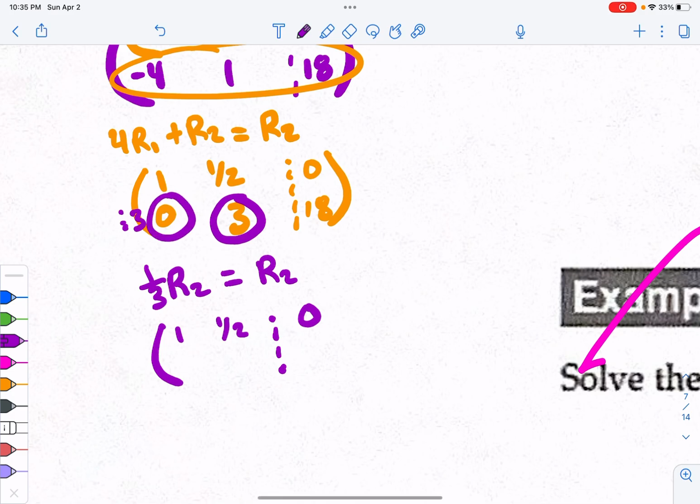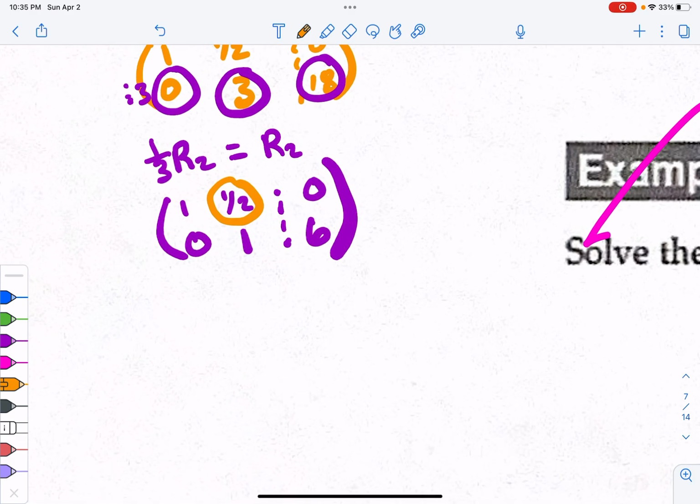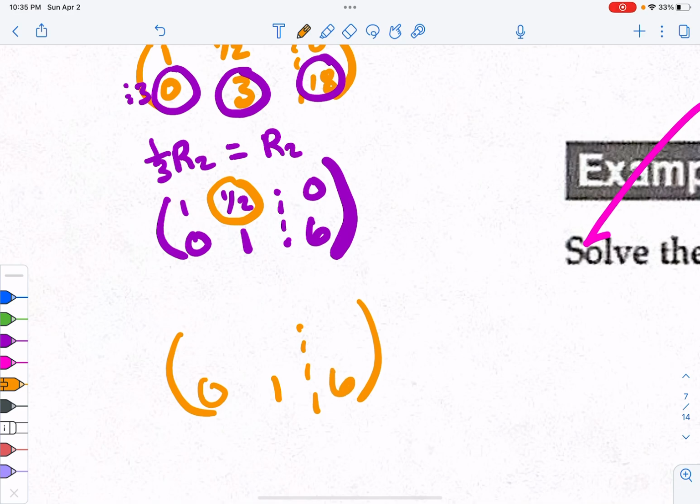So 0 divided by 3 is 0, 3 divided by 3 is 1, 18 divided by 3 is 6. So I have that going on. Oh, we're getting close. We have one more box left to do, and it is to try to get this to be 0. Okay. All right, my bottom row is done. I don't need to do anything with that bottom row, so I'm just going to rewrite it as 0, 1, 6. He's good to go.